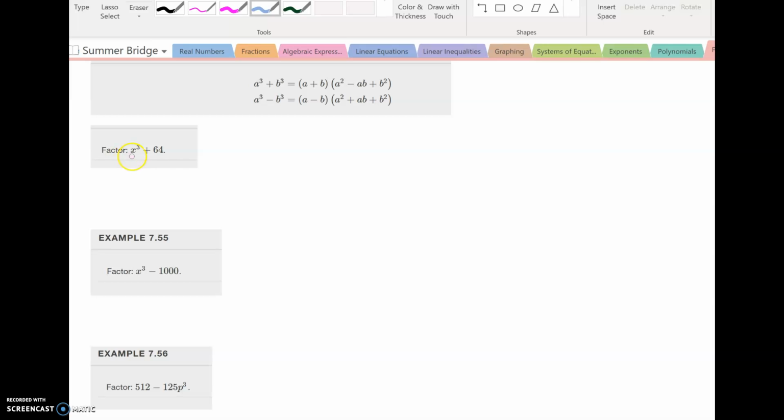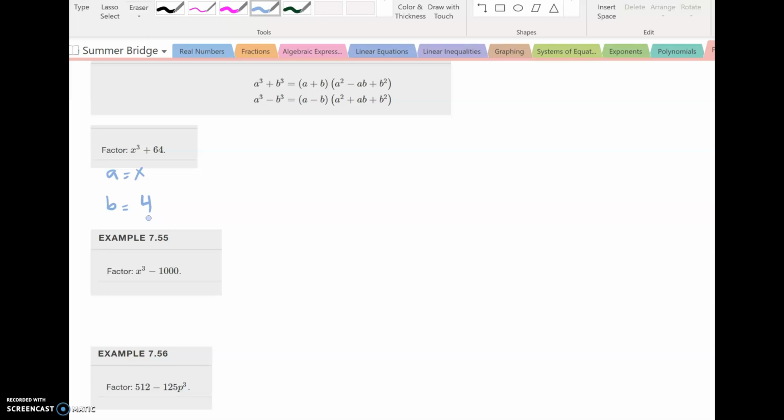So for this, your A is going to be X, and your B is almost going to be like the cube root of 64. Basically, how many times do I have to multiply a number 3 times to get 64, and that number is going to end up being 4 here. Okay, because 4 times 4, and then times 4.